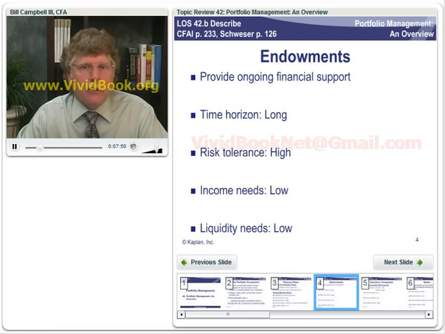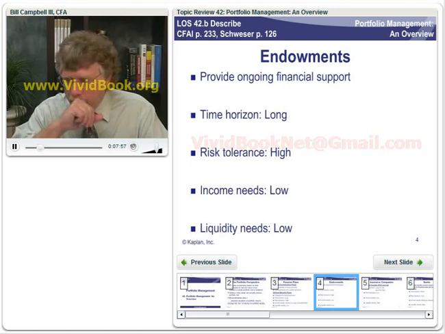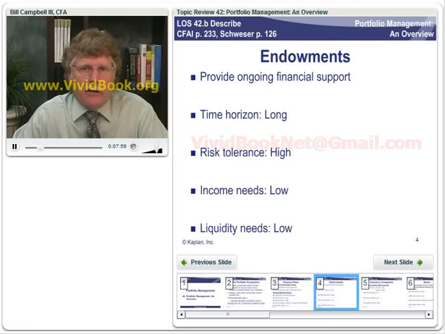And typically low liquidity needs as well. They generally just need to be able to produce enough income to meet the ongoing cash flow needs, the day-to-day operations of whatever entity it is they're supporting. Unless they have liquidity needs, maybe they're planning to add a new wing to the hospital or renovate a museum or build a new football stadium at the university. Typically not a very high liquidity needs.